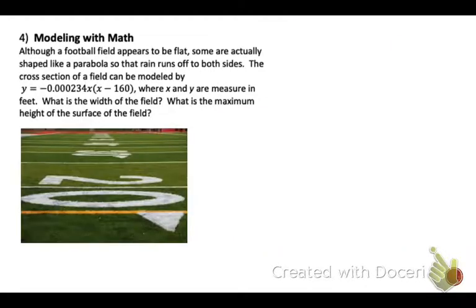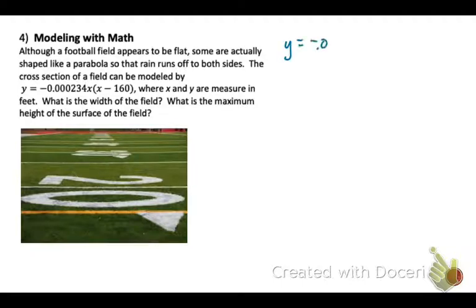Number 4, although a football field appears to be flat, some are actually shaped like a very shallow parabola, so that rain runs off both sides. The cross-section of a field can be modeled by this equation, where x and y are measured in feet. What's the width of the field, and what is the maximum height of the surface of the field?